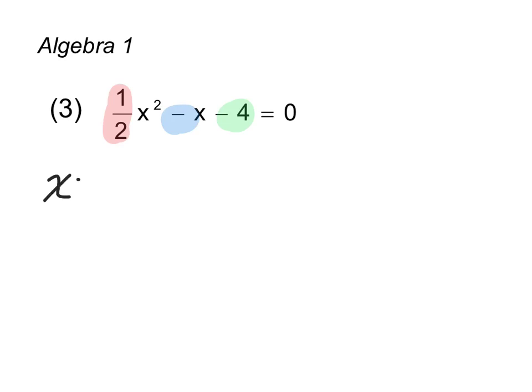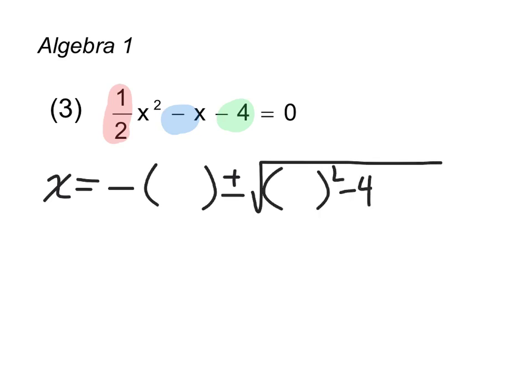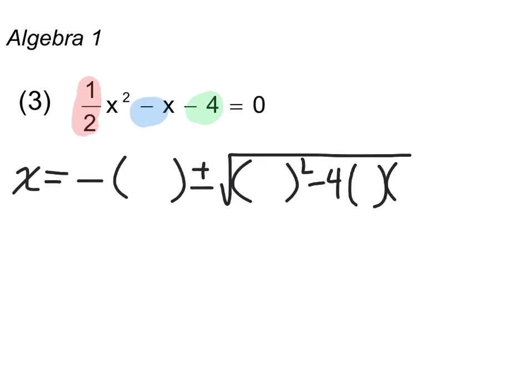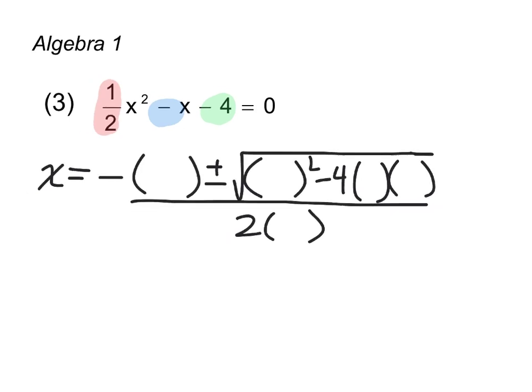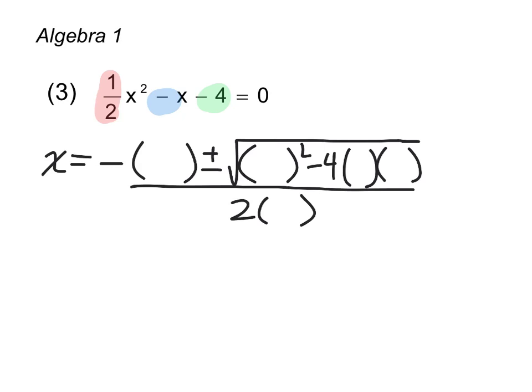All right, so x is equal to negative, whatever the b value is, plus or minus the square root of b squared minus 4 times a times c. Just scooch it over a little. All over 2 times whatever the a value is. All right, so again, it's really just a matter of knowing what goes where, and you'll be in good shape. So the b value is going to go here and here. The a value is going to go here and here. And the c value is only represented once.